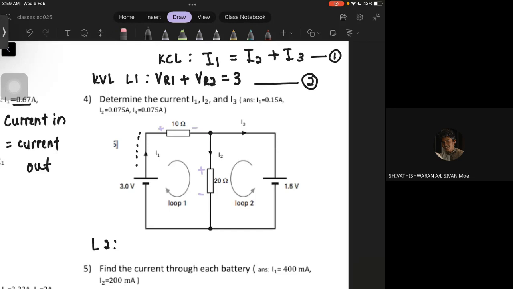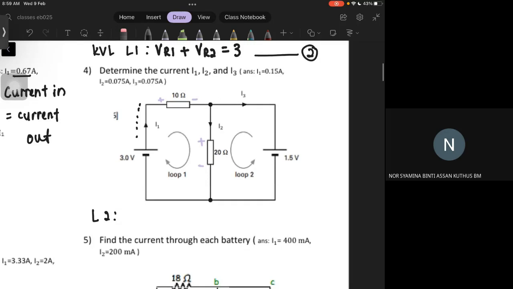VR2 equals 1.5 volts. Betul, itu sahaja. VR2 equals to 1.5 volt. Volt pula, 1.5. Okay? Boleh? Ada apa-apa soalan ke nak solve?